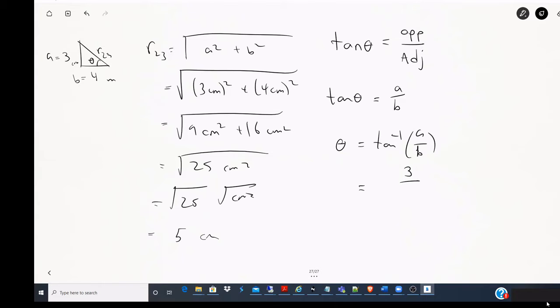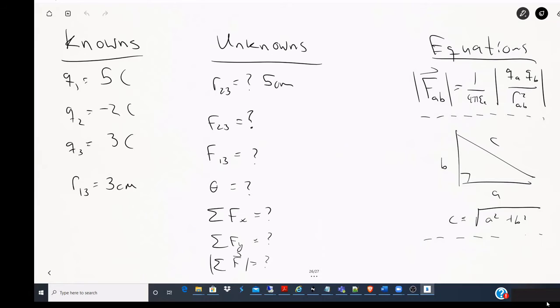A is 3 and B is 4. So you have the tangent inverse of 3/4. And I just need to figure out what number that is. So I'm going to use my calculator. I'm going to do tangent inverse of 3/4, and I get 36.87 degrees. Make sure you are in degree mode. And in fact, I would just double check and make sure that you get that same number, because if you don't, the chances are you are not in degree mode.